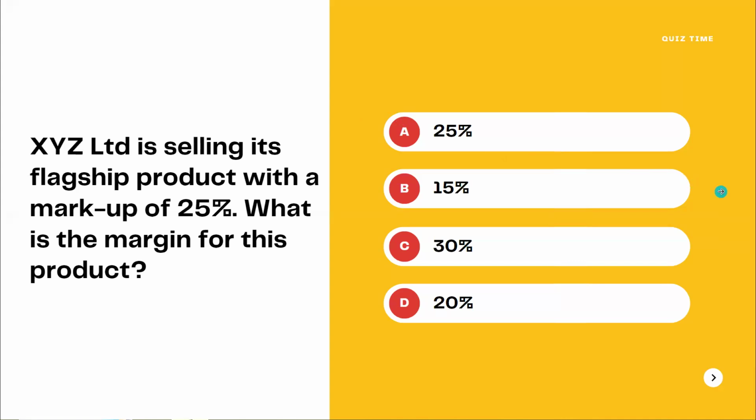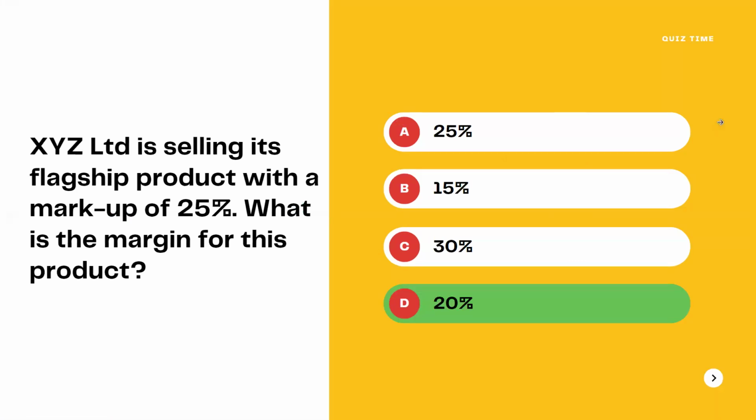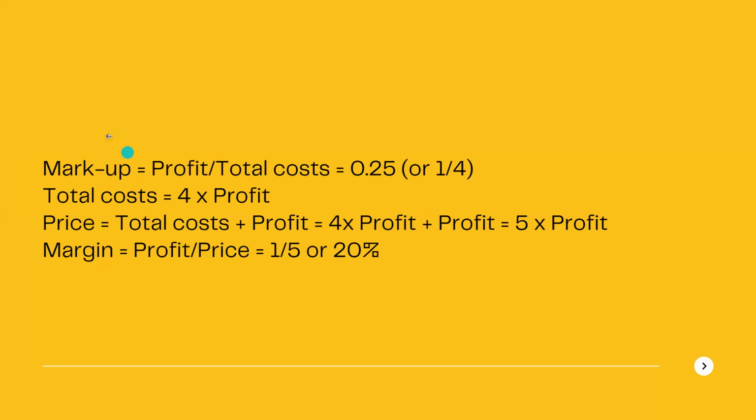So here is my answer. The margin for this product would be 20%, D. Why? Okay, we may apply the math here. The markup formula is the ratio between the profit and the total cost. And as the question suggests, that ratio is equal to 25% or 0.25 or a quarter. In other words, profit divided by total cost equals a quarter, right?